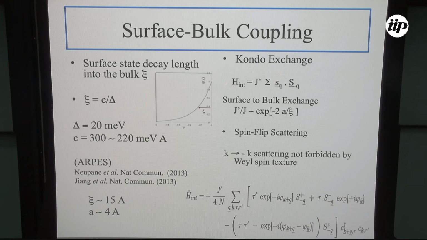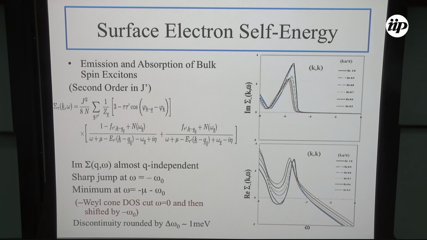So it's possible that you have some sort of Kondo-like exchange between spins of your 2D surface metal and the fluctuating spins in the bulk. Of course, there's a reduction in the surface to bulk exchange, the effective exchange, and that can give rise to spin flip scattering. And one can then do the calculation for that.